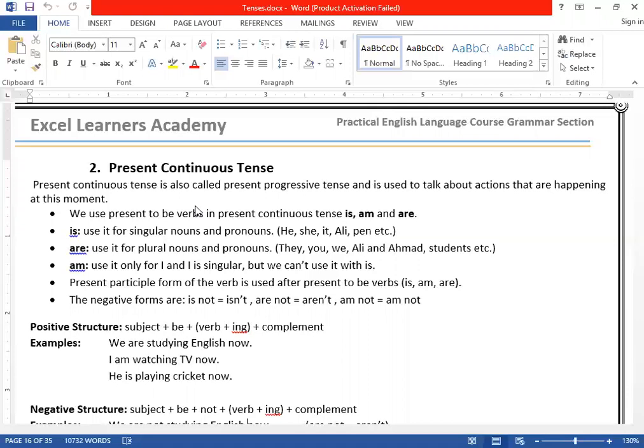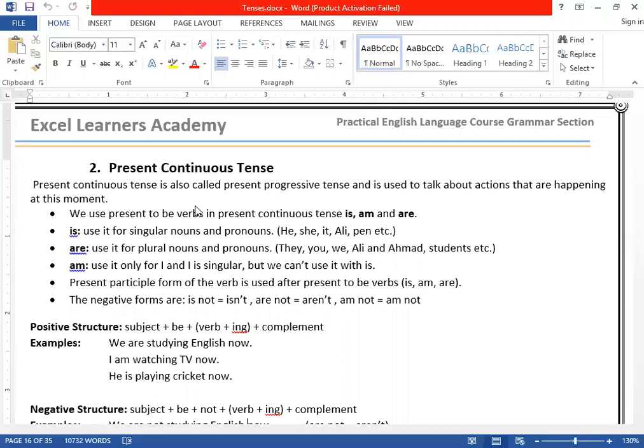Like the fan is doing what? The fan is turning, clear? It's turning right now. He is writing. I am speaking, clear? So those actions are happening right now at this time. We use present continuous tense in that case.